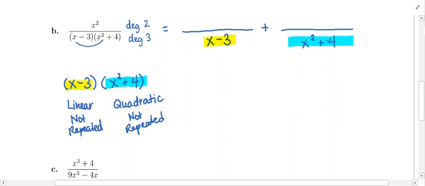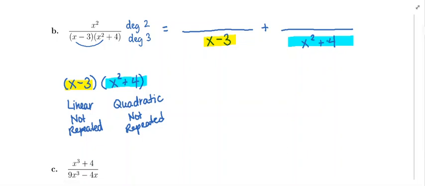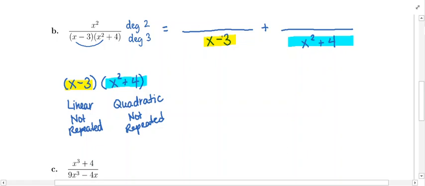Each factor produces one fraction because neither factor is repeated. As far as what goes in the numerators here, when we look at the first denominator, the x minus 3, that's a linear factor. It's degree 1, so you have to go down a degree. So in the numerator, we will just have a number a. When we look at the other fraction, the denominator is x squared plus 4. That is quadratic, degree 2. So the numerator has to go down a degree. We need degree 1, so something like mx plus b.